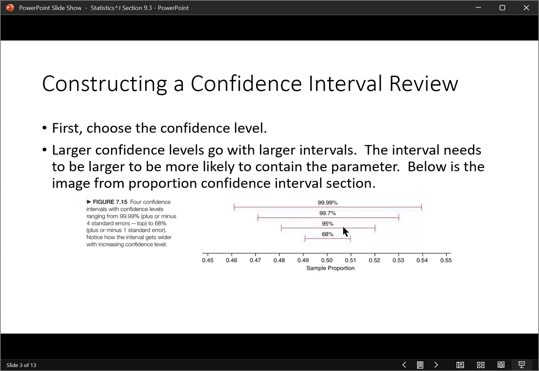This image here is from the proportion section. You notice it says sample proportion. That's because there wasn't an equivalent image for means. But you could go through and just cross off proportion here and say sample mean, and then everything else here would be exactly the same.